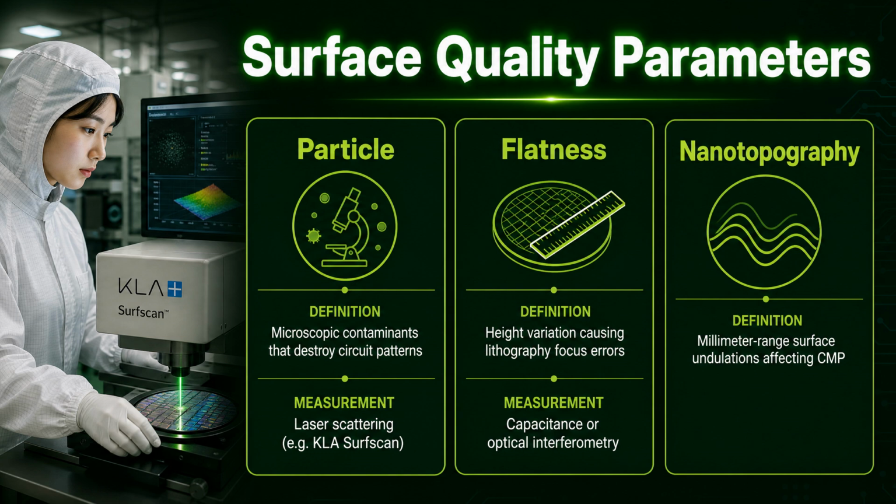Wafer quality is shaped by two main stages of manufacturing. The first is crystal growing, the stage where a silicon single crystal is grown. The second is wafering, where the crystal is sliced and polished into a finished wafer.